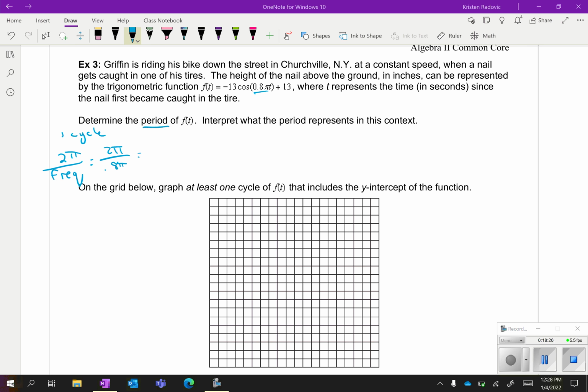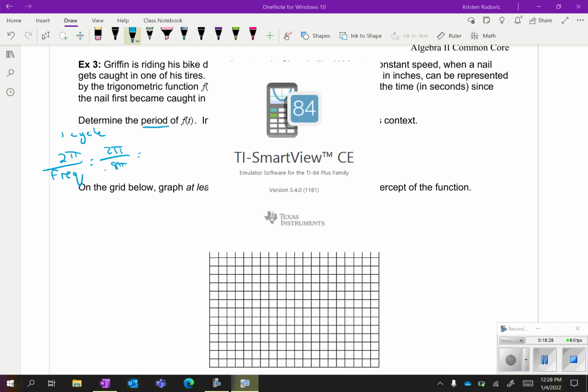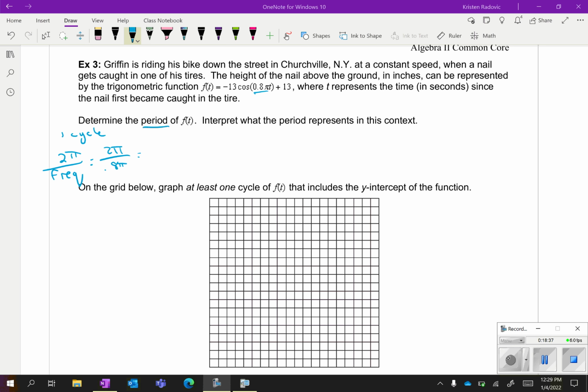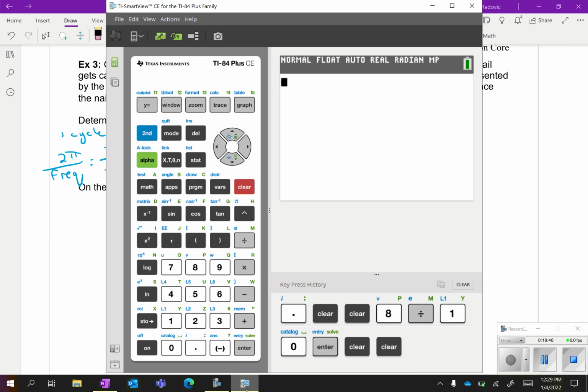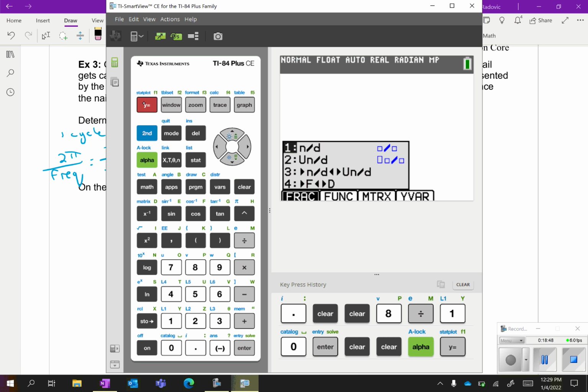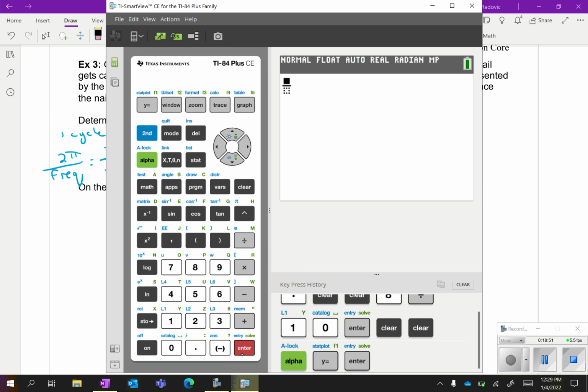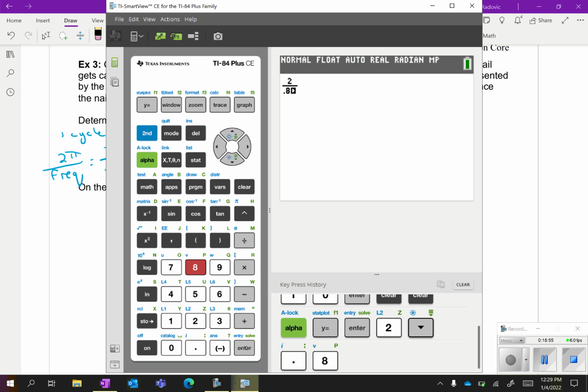If you really wanted to do it, you could do it as a fraction divided by a fraction, which would be 2 divided by 0.8, which is 8/10. So if you did 2 divided by 8 over 10, that would work as well. Anyway, we have our calculator. First of all, this is a fraction, so alpha y equals, we want 2 in the numerator, 0.8 in the denominator, and you get 2.5.